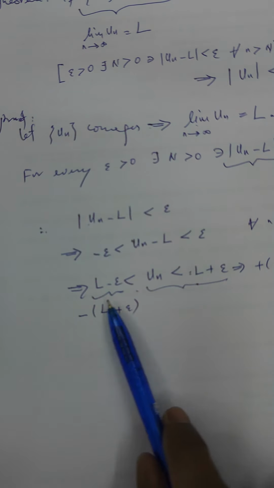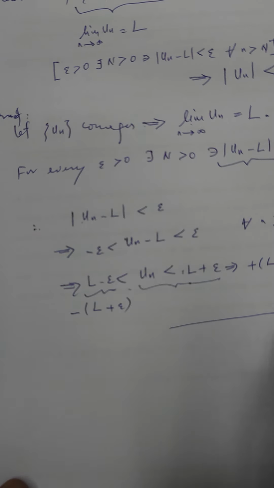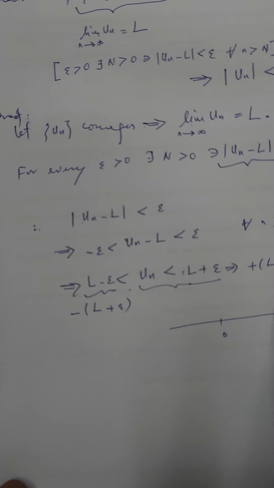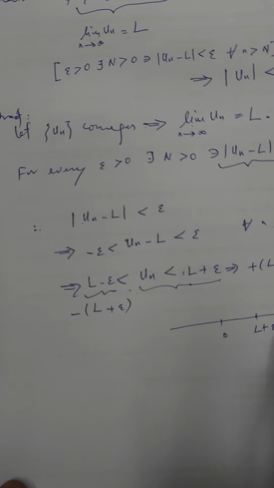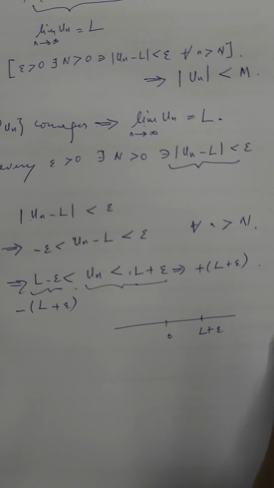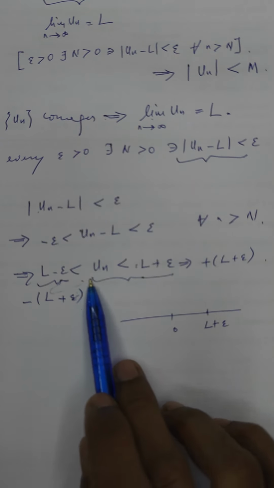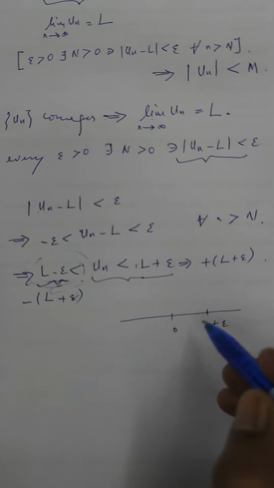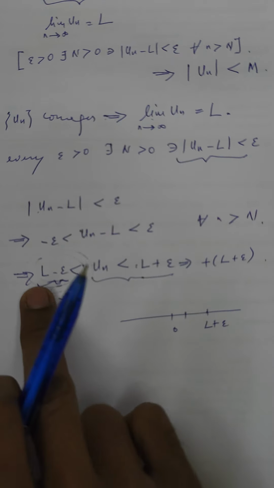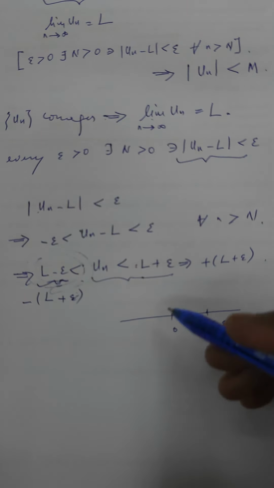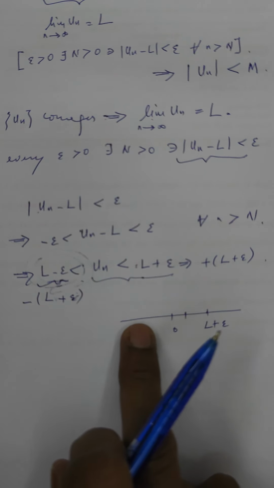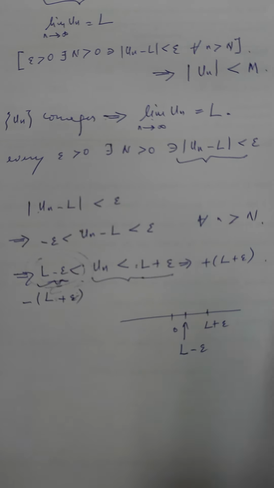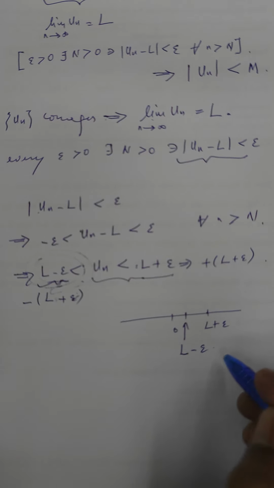Alright, now to have this, you look at it from the number line. If you put a 0 here, of course L plus epsilon is on the right side, because epsilon is always positive, so we have L plus epsilon somewhere here. Whereas on the left side, L minus epsilon is probably somewhere here if L is greater than epsilon. If L is negative, then of course it will be on the left side of those things. So we have here L minus epsilon, if L is positive.